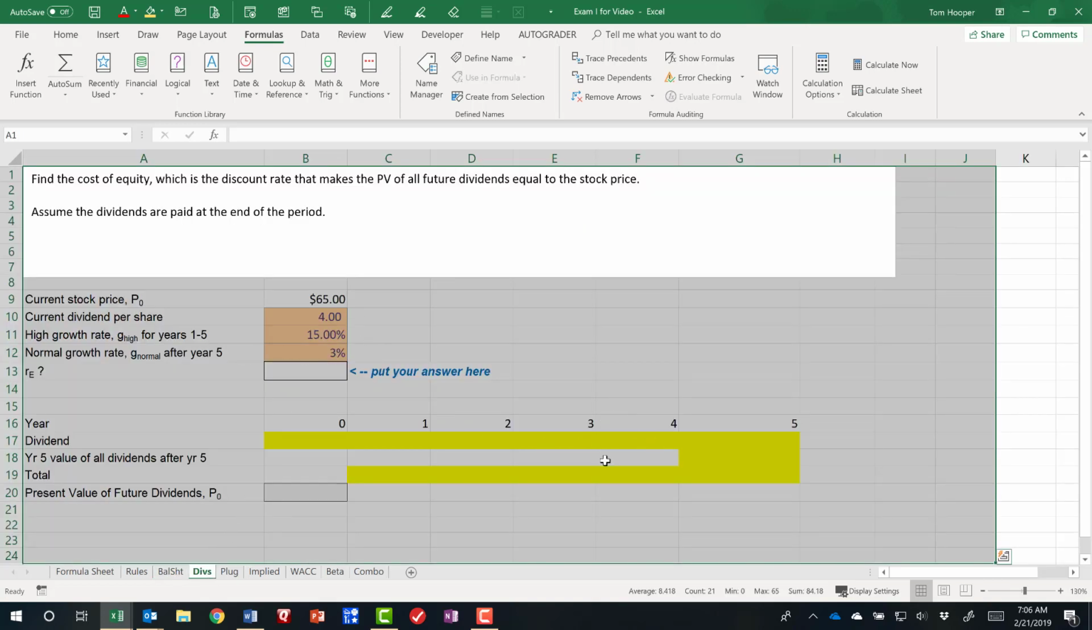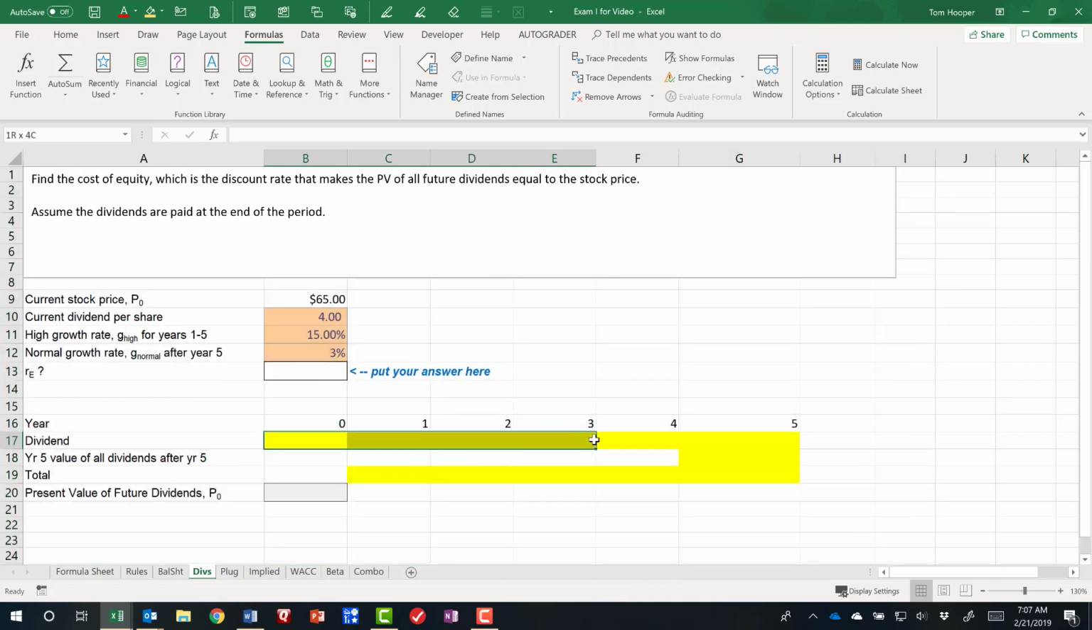Dividends. Well, that's a familiar pattern. Find the cost of equity. Well, that's R sub E, which is the discount rate that makes the PV of all future dividends equal to the stock price. So if I put all future dividends that I wanted to forecast with this 15% growth, years 1 through 5, and then I represented all the remaining dividends right here at a longer term growth rate of 3%, added them together, took the net present value, assuming the dividends are paid at the end of the period, then I would need to go back here and find the discount rate that makes that PV equal to the stock price of 65. So let's do that. So the current dividend is 4.